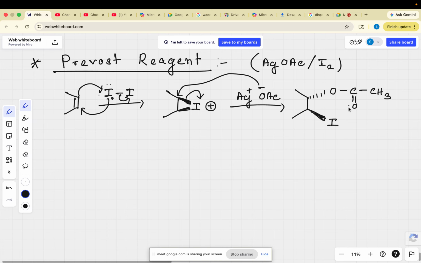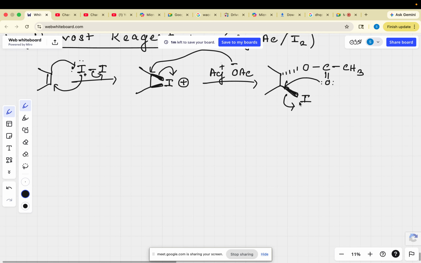Now this oxygen also has a lone pair. So this oxygen will attack through the lone pair. This iodine will leave. From which side will it attack? Below the plane, correct. So it will attack from below the plane. So I have CH3 here, and here also I have double bond O below the plane. So this is getting positive charge.